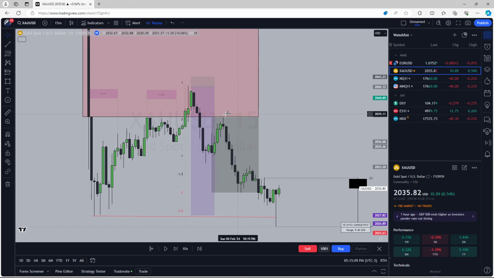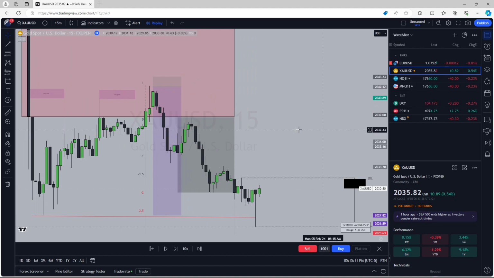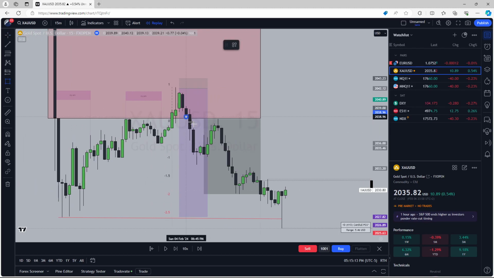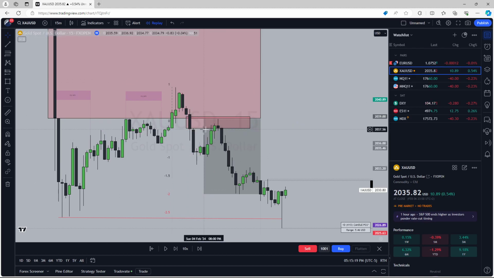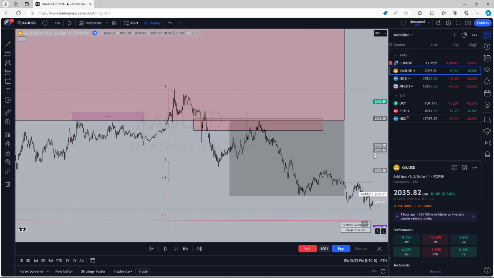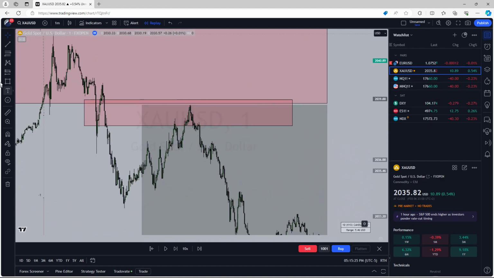Look, we had this market maker model inside of another one. What do we have here? Another 15-minute fair value gap. If you get a late entry, look at this, right? Another 15-minute fair value gap. I go on the 1-minute if I want to re-enter the trade.